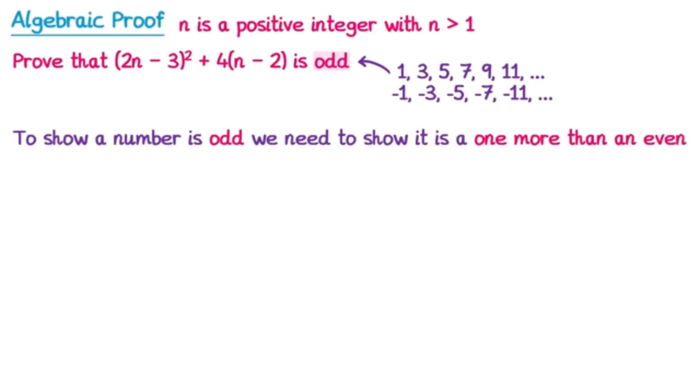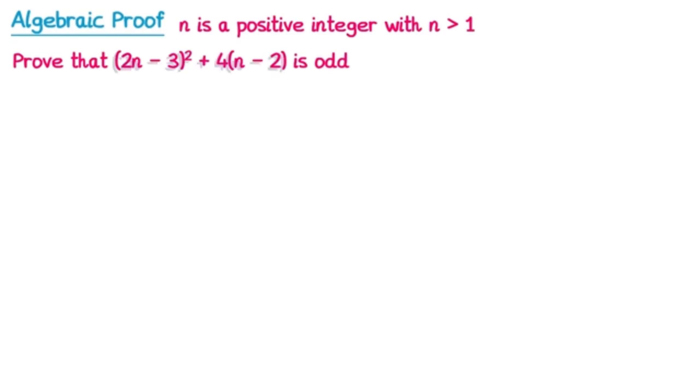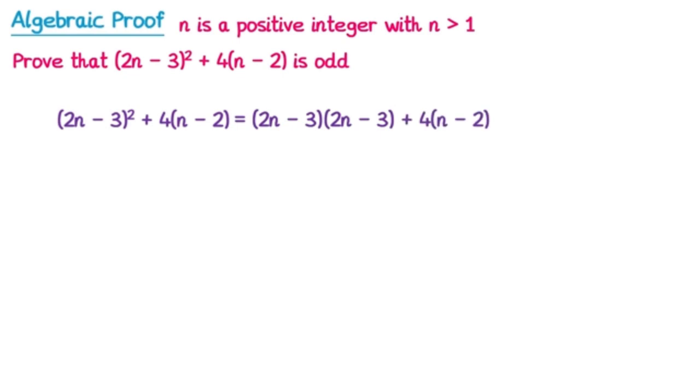Let's now try this question with this in mind. So let's take the expression and we'll start with this double bracket here, which is 2n minus 3 multiplied by itself. And then we also have plus 4 lots of n minus 2. So let's expand this bracket. 2n times 2n is 4n squared. 2n times negative 3, negative 6n. Negative 3 times 2n is also negative 6n. And negative 3 multiplied by negative 3, positive 9. For the single bracket, we've got 4 times n, 4n, and 4 times negative 2, negative 8.